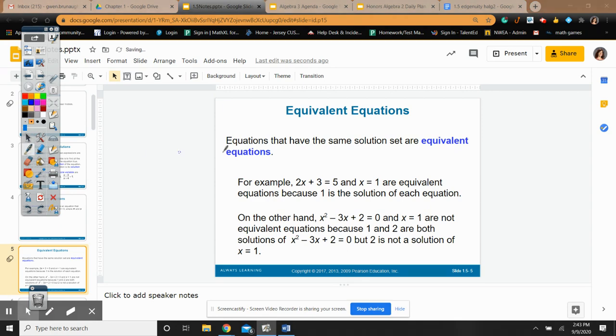Here it is, equivalent equations. Because 2x plus 3 equals 5 and x equals 1 both have the solution of 1, we call those equivalent. But in this case, you have x squared minus 3x plus 2 equals 0 and x equals 1. They're not equivalent because there are two numbers that make this one true. Remember, you would have to factor it. You would factor to (x minus 2)(x minus 1) equals 0. So x would be 2 and 1. And this is just x equals 1. So that's not equivalent because this one has an extra. If they have the exact same solution set, we call them equivalent equations. Otherwise, they're just not equivalent.